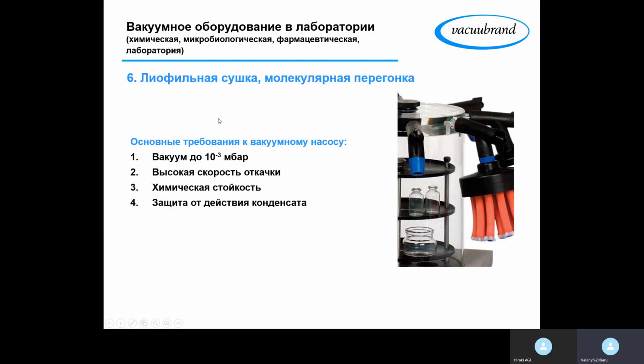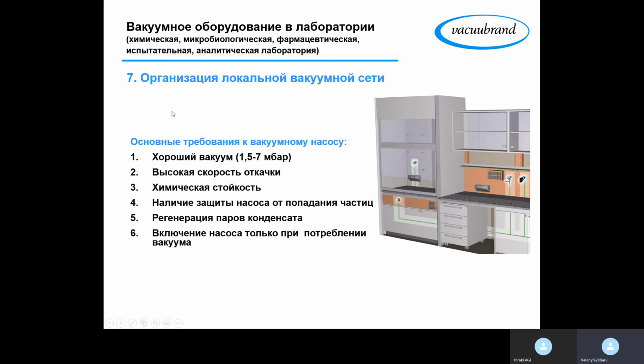Sixth application is the freeze dryer, and it says freeze dry and short path evaporation or molecular distillation. In this case, we again need a high vacuum pump, which can go down to 10 to the minus 3 millibars. We need a high pumping speed. We need chemical resistance, of course, and we need protection from the condensate. This is an important point, and Vacuubrand, as well as Welch, have a very interesting pump, they call it a hybrid pump. I will explain to you later on in the presentation what it is.